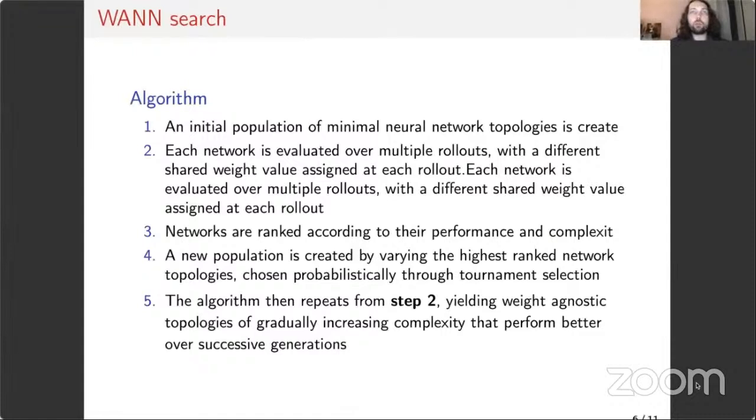An initial population of minimal neural network topologies is created. Each network is evaluated over multiple rollouts, with a different shared weight value assigned at each rollout. Networks are ranked according to their performance and complexity. A new population is created by varying the highest ranked network topologies, chosen probabilistically through tournament selection, by crossbreeding and mutation. The algorithm then repeats from step 2, yielding weight-agnostic topologies of gradually increasing complexity that perform better over successive generations.